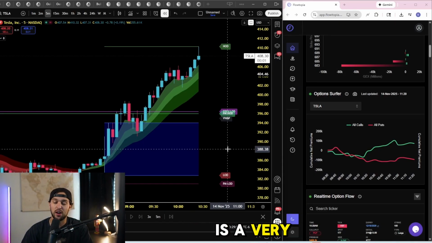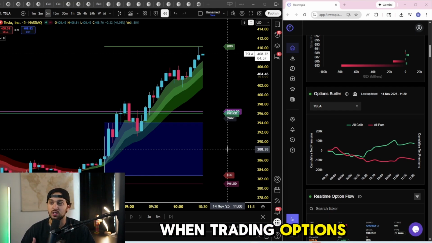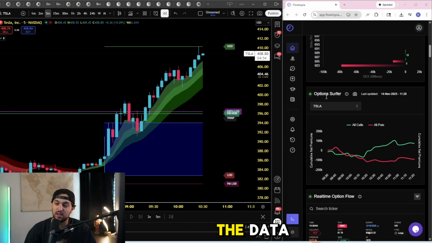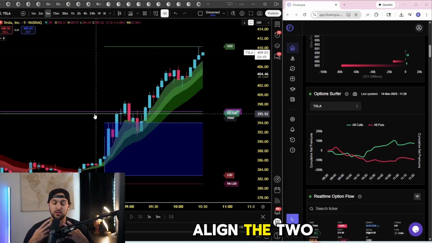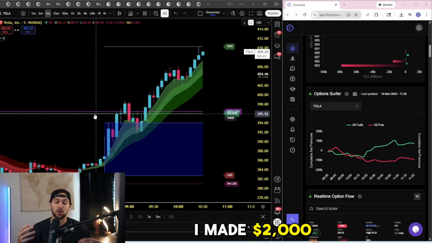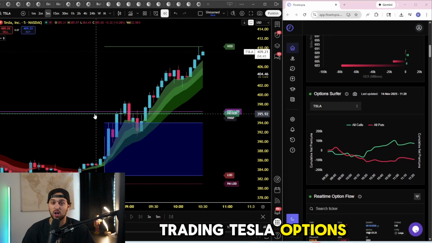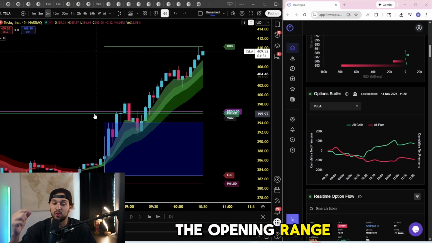But yeah, this is a very simple strategy that I'm trying to get out there to more people when trading options. All you have to do is really just find the data, use Option Surfer, use the 15-minute open range, align the two, make sure both align, and play that direction. That is what I've been doing, and that's how I've made $2,000 in the last 2 days trading Tesla options. And I think this is the third day in a row that this strategy has worked, where I traded with Option Surfer, and then I've traded Tesla with the opening range breakout.